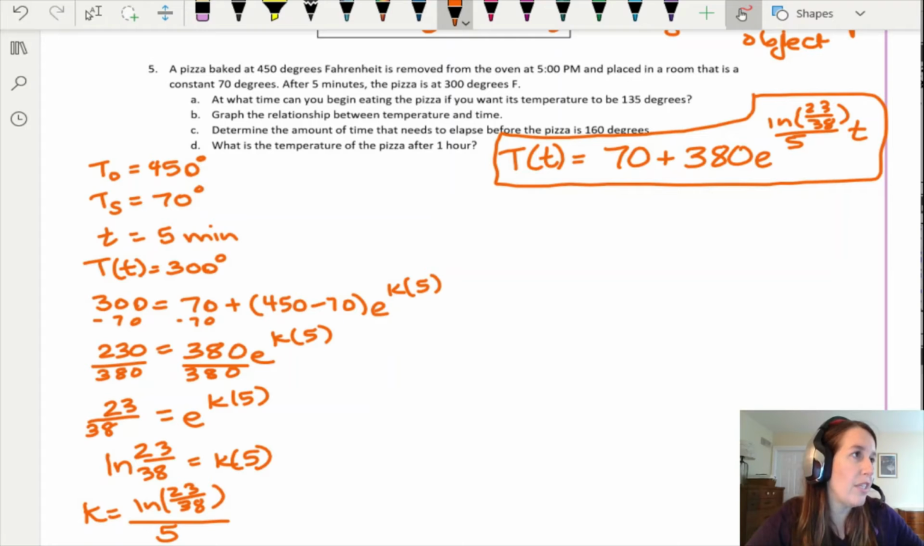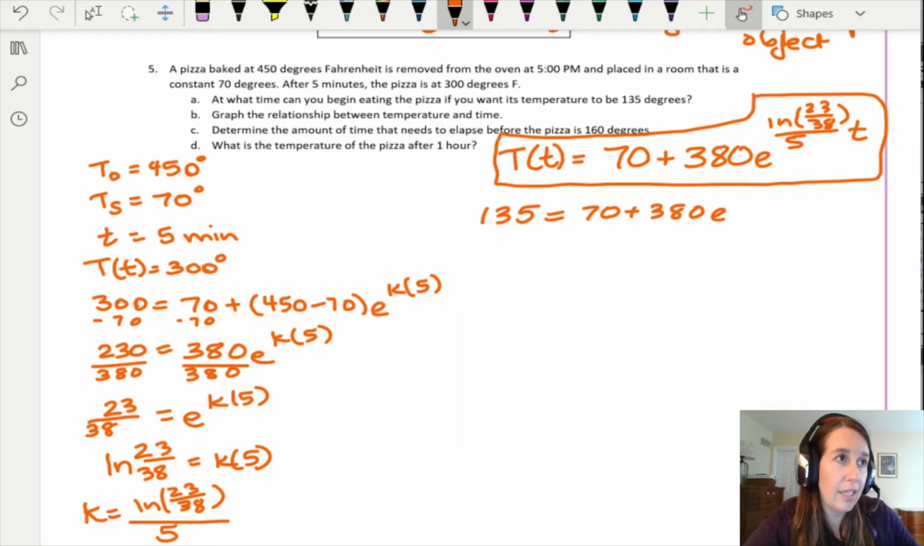All right, so it says, at what time can you begin eating the pizza? So we're looking for t if you want its temperature to be 135 degrees. Okay, so we have two options. We could graph this and find 135 degrees, the value at 135, or we can solve this algebraically. I know some of you like to do the algebra, so let's put 135 as the final temperature there is equal to 70 plus 380 e to the, do you mind if I just write k? We know what k is, right? And then t is our variable. Okay, t is what we're solving for.